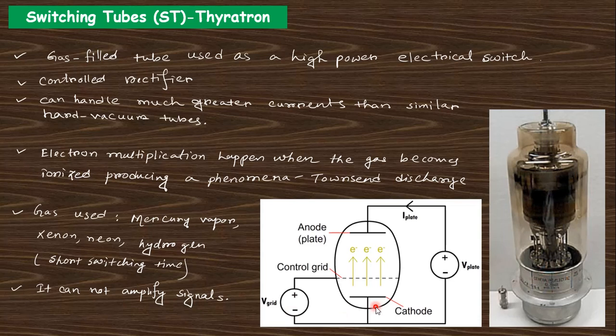So this is actually the switching tube, that is the thyratron, in which the control grid can be used for switching, because if you use the control voltage such that the electron cannot travel here, then it is cut off, and that is used as a switch. So for high current switching, the vacuum tube used is the switching tube, also known as the thyratron. I think you are clear about all the things.